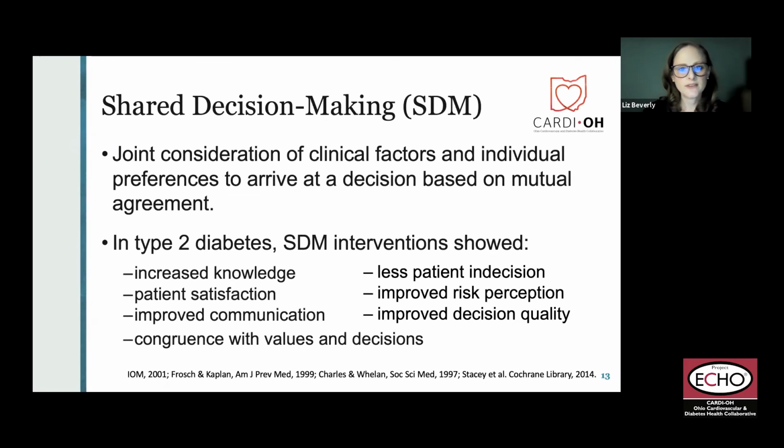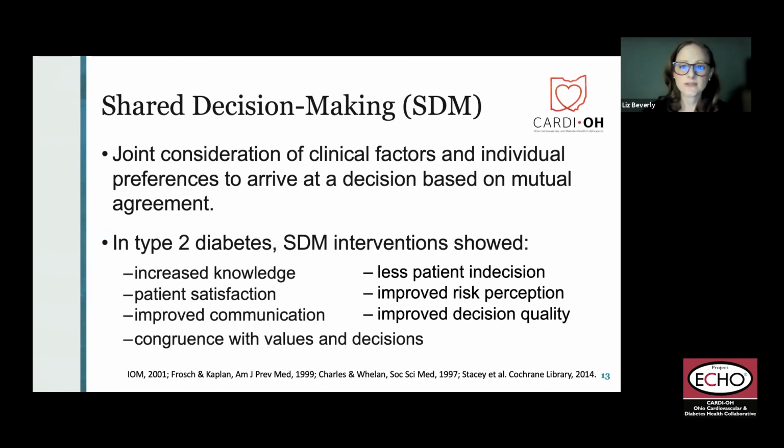And then, of course, one of the things that we talked about as being crucial to advanced care planning is shared decision-making. And what is shared decision-making? It's joint consideration of clinical factors and individual preferences to arrive at a decision based on mutual agreement. And again, decision-making is critical for advanced care planning because it's asking the patient and the family members what it is they want for their future health care, and then working with the clinician to figure out, based on a mutual agreement, what is the best care plan.